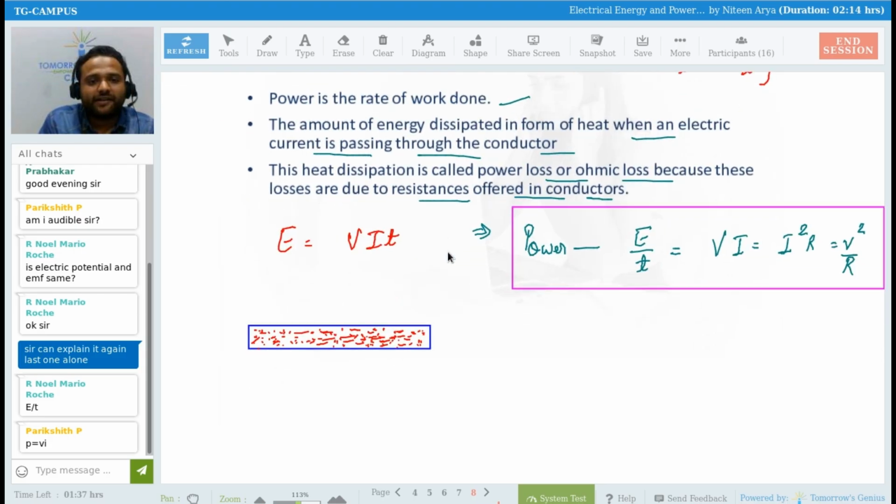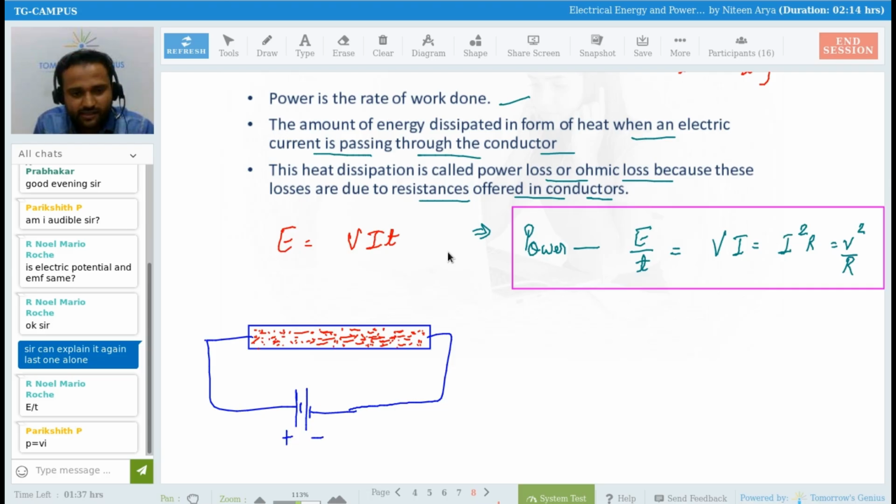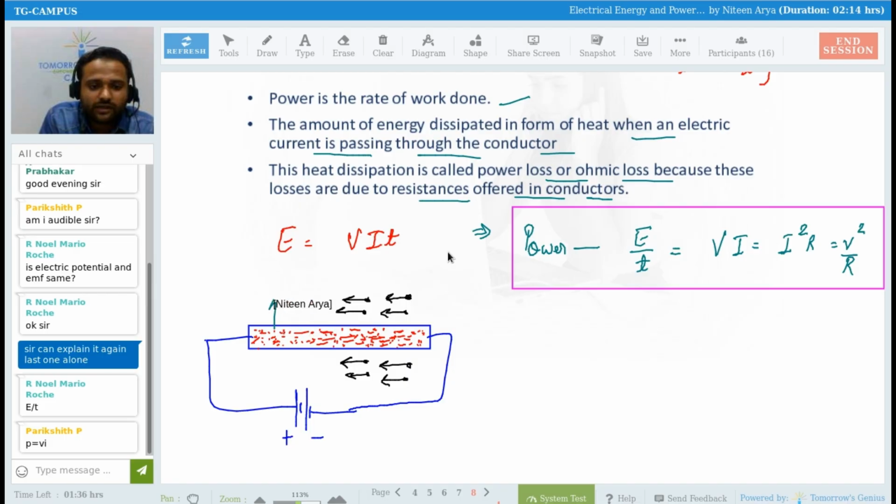When we apply any particular cell or battery to this kind of connection, suppose this is your wire, and this is your cell or a battery. This battery is forced to move electrons in one direction, and this is known as your electric current. But obviously they are going to collide with ions and so on. So there is heat production in the wire as well as in the conductor. Is this clear? Due to the collision, simple.